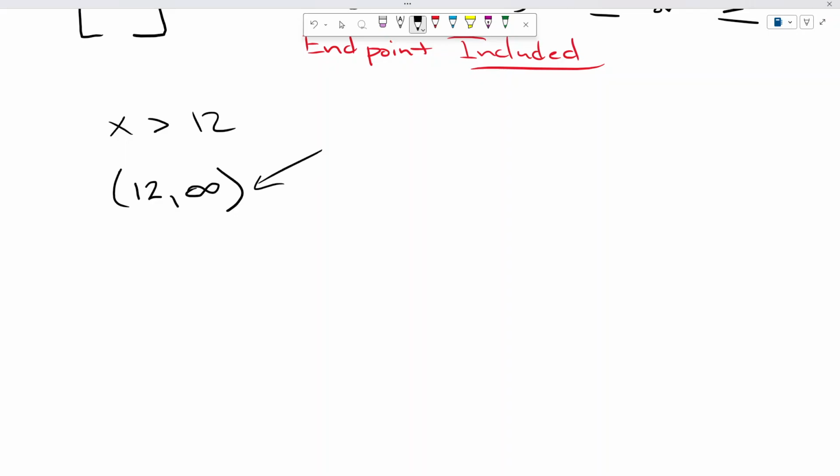And then as a side note, when we're doing infinity, whether it's positive infinity or negative infinity, whenever we have infinity included in our interval notation, that always gets parentheses. Infinity always gets the parentheses. All right.